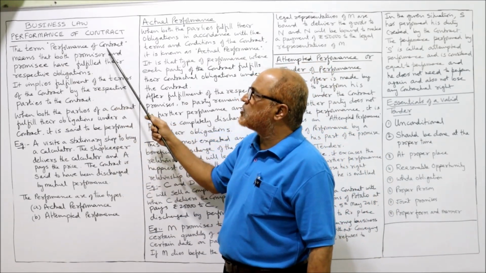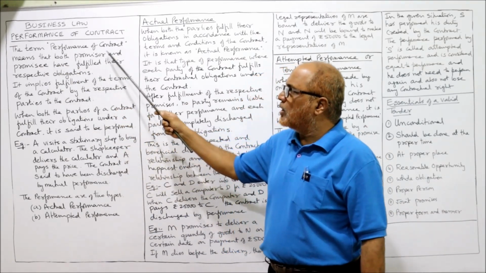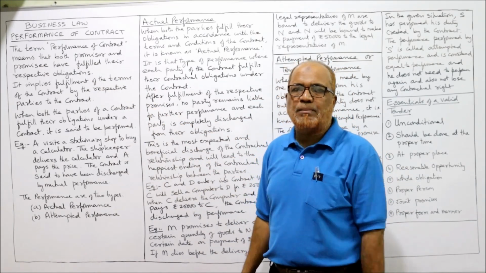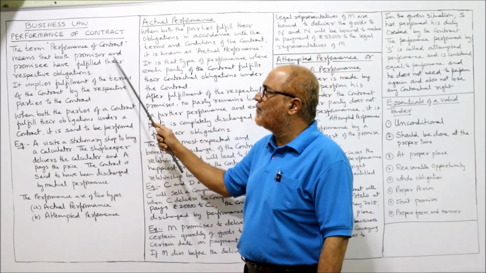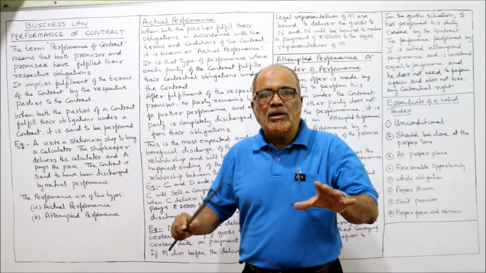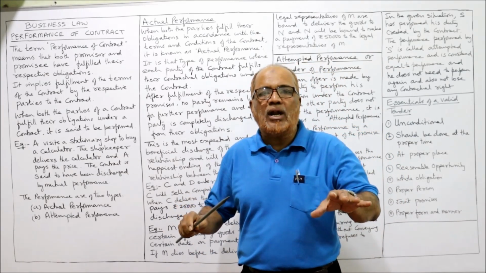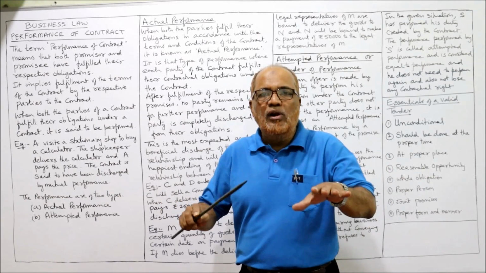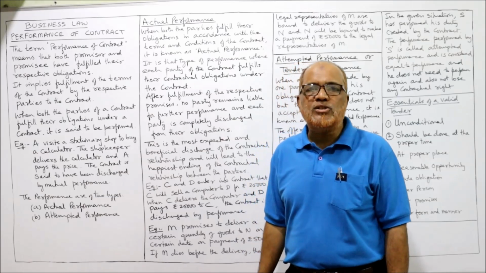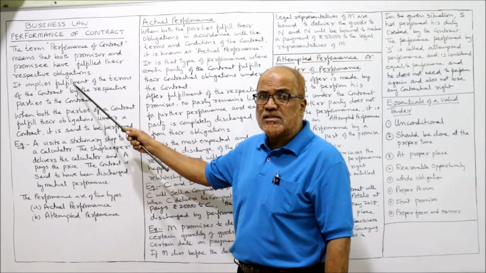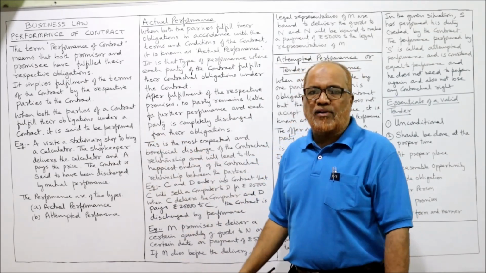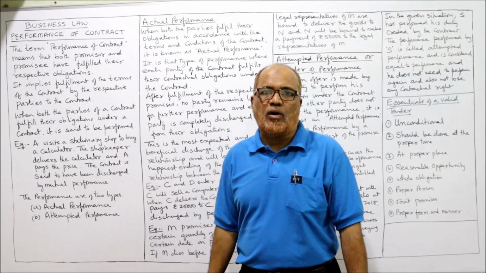So the term performance of contract means that both promisor and promisee, that means the offerer and the acceptor, have completed, have fulfilled their respective obligations. The promisor as well as promisee, both the parties have fulfilled their contractual obligations. It is called performance of contract. It implies fulfillment of the terms of the contract by the respective parties to the contract.